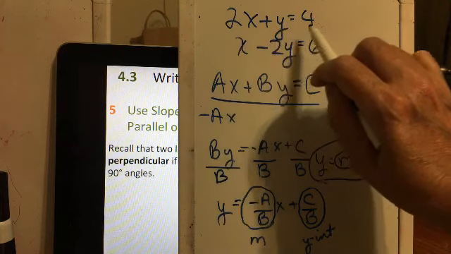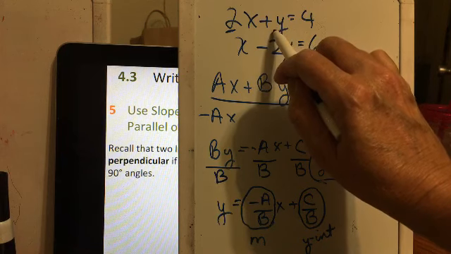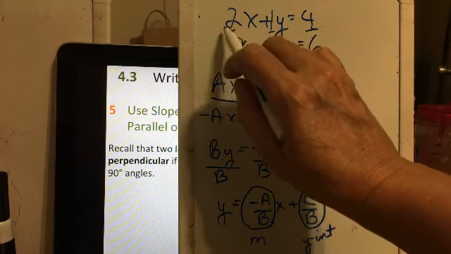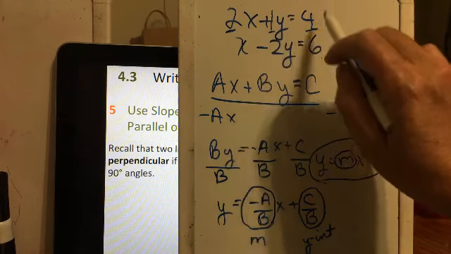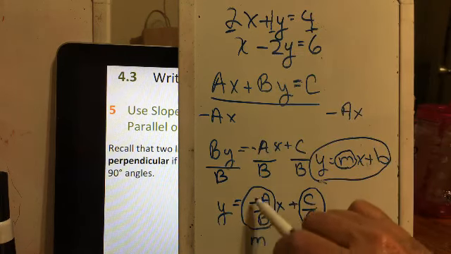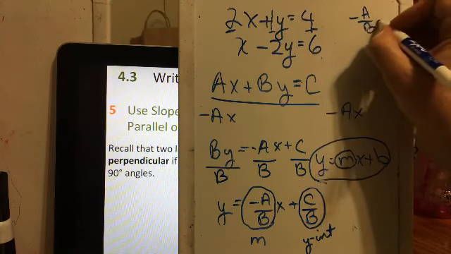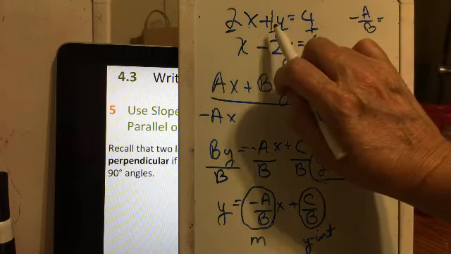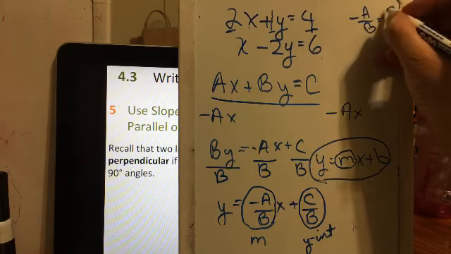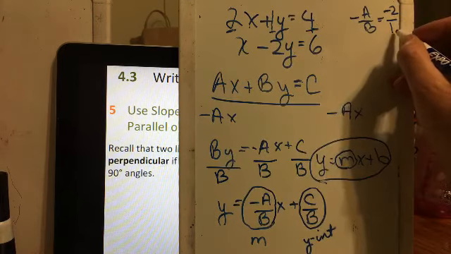I go up here to this equation, and this is my a, this is my b. Oops, there's nothing there, so it's going to be a 1. Okay, and then this is my c. So a is 2, b is 1, and 4 is c. Now my slope is negative a over b. In this top equation, 2 is a, so negative 2 over 1. So the slope of this line is negative 2.